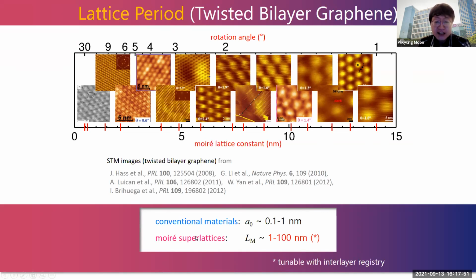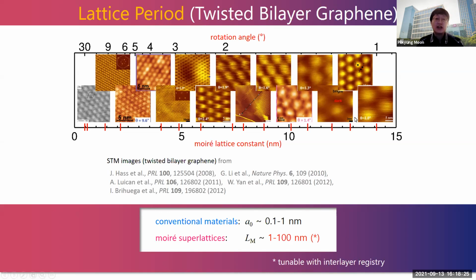The lattice constant of almost every conventional material lies in a very short range, 0.1 nanometer to 1 nanometer. But the period of a Moire pattern can be as long as 10 or even 100 nanometers. So the Moire superlattice provides a unique opportunity to explore physics far beyond the limit of conventional materials. I will show this later.